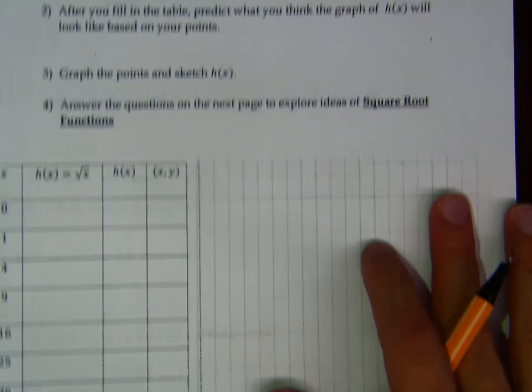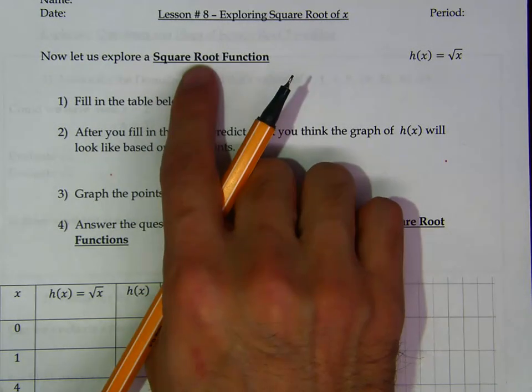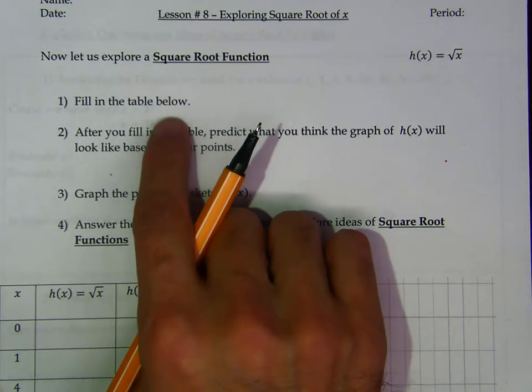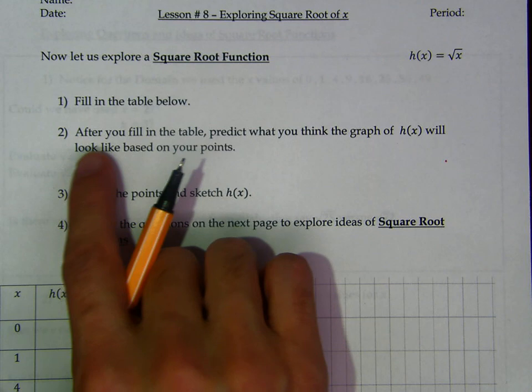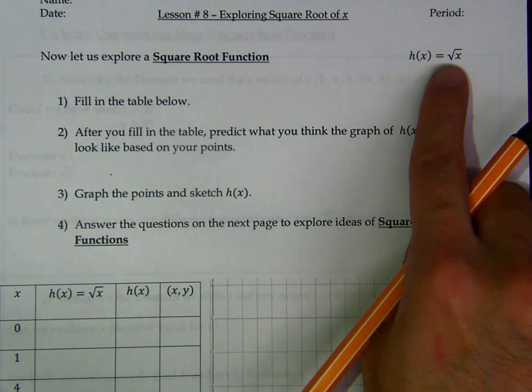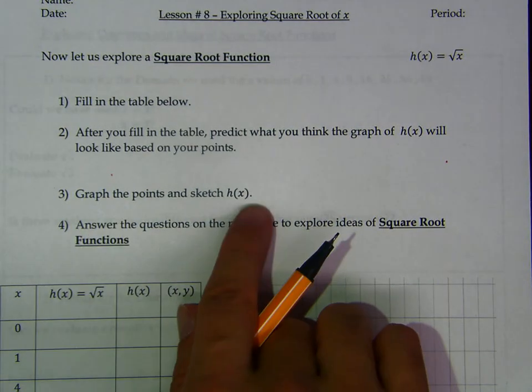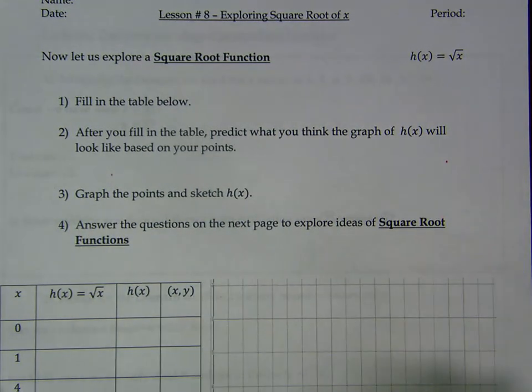What's happening over here? It says, let us now explore the square root function. Fill in the table below. After you fill in the table, predict what you think the graph of h of x will look like, right? So h of x is the square root of x. Graph the points, answer the questions on the next page, right?